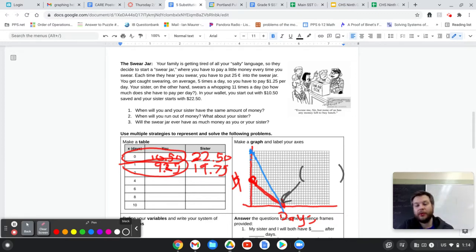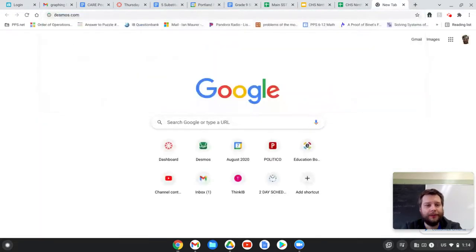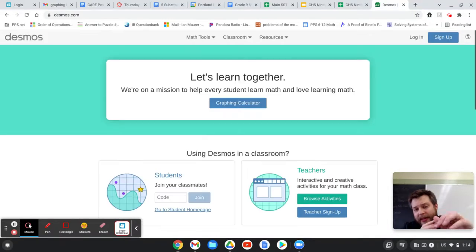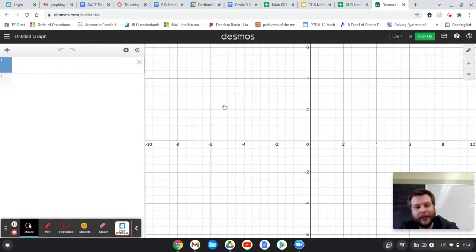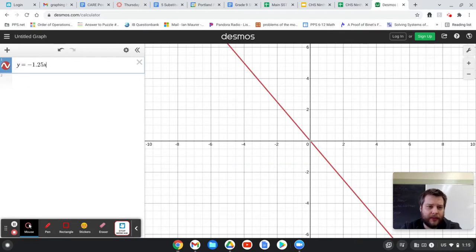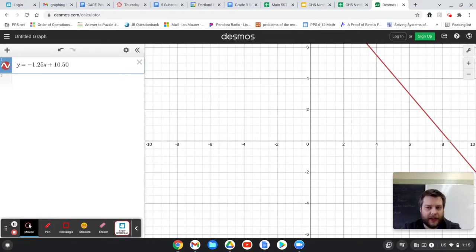I'm going to switch over to Desmos because trying to graph just on my computer screen is so inaccurate that I really can't do it very well. If I switch to Desmos, you'll be able to see the lines. It's the same basic shape that I just drew. It just is a lot more accurate. So for me, this is my equation. I paid $1.25 every day. That's why it's a negative, because that's money I'm losing. And I started with $10.50.